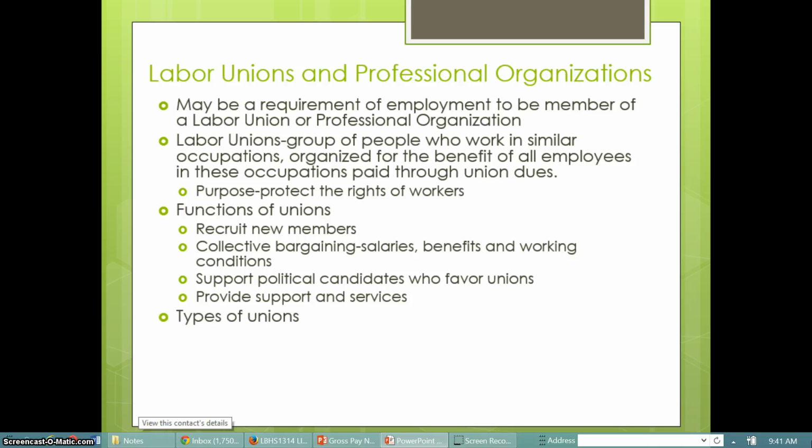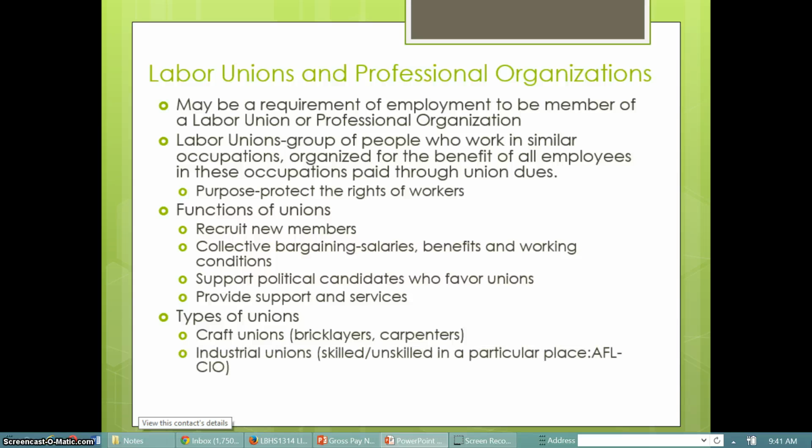Different types of unions that are available for people to join would be craft unions, such as bricklayers and carpenters, where you have a specific craft in which you specialize. Industrial unions are large groups of employees that have either specific skills or unskilled labor in a particular place, such as grocery store employees who are a part of the AFL-CIO. And then public employees have an opportunity to join unions, such as teachers, firefighters, and police associations.